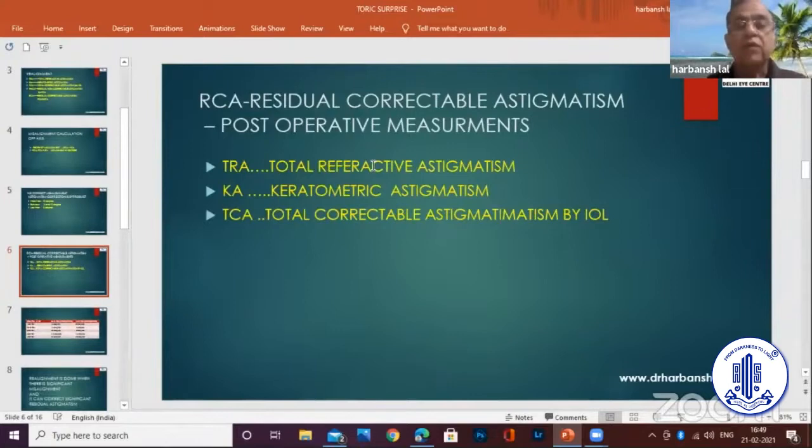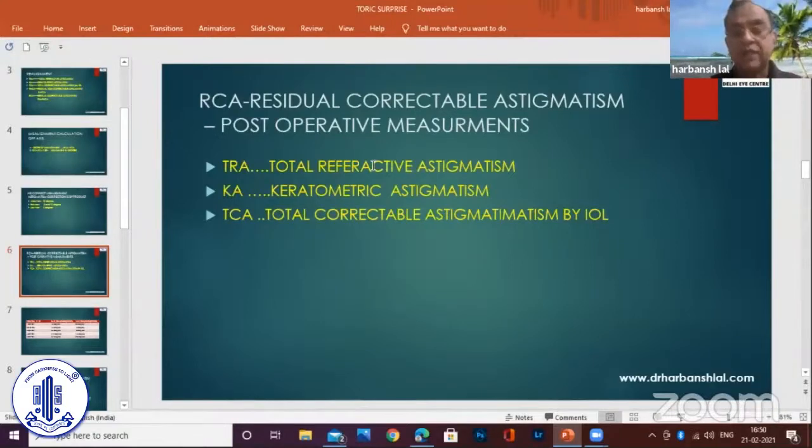So to find out the residual correctable astigmatism post-operatively, I'm emphasizing that whatever was pre-operative is gone. Now after doing the main incision, whatever is the steep axis now is more important. So what total refractive error has the patient got, whether -2, -1, -3? What is the corneal astigmatism at present? What is the steep axis and what is the astigmatism? And what is the IOL which can correct?